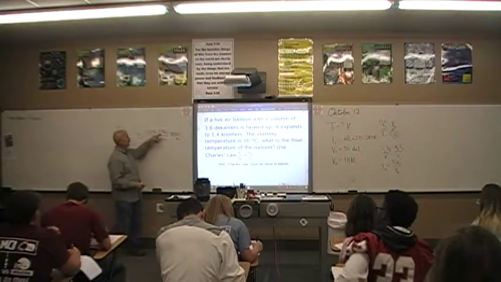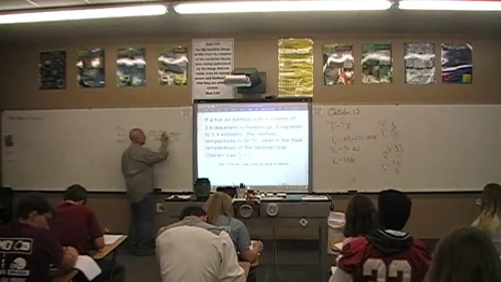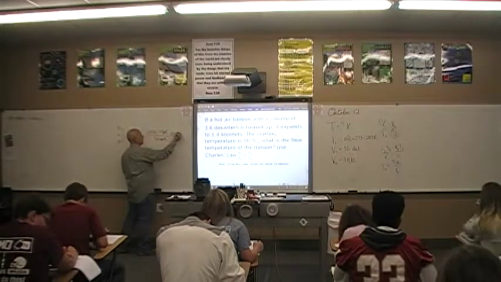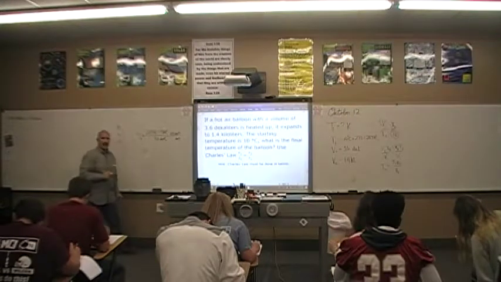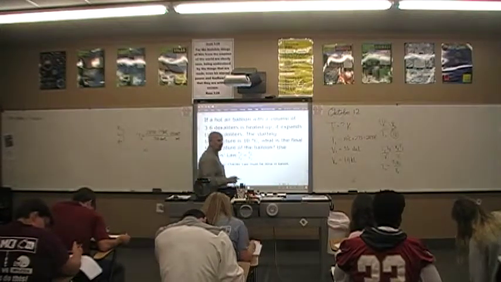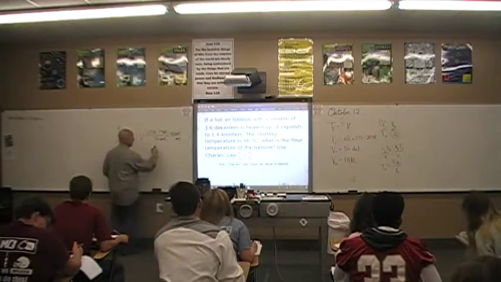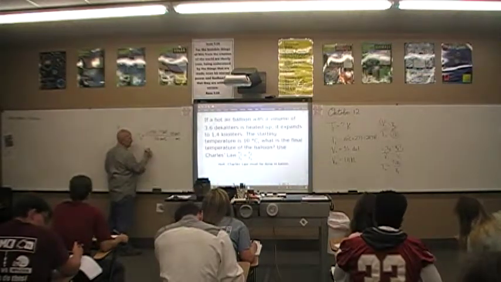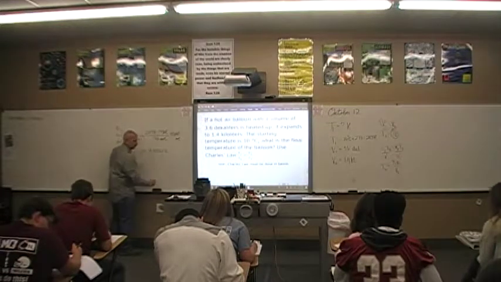283 times 1.4 times 100 divided by 3.6. Make sure all my units cancel out. And we get 11,006. Yeah, let's round it off to 2 decimal places here. Let's call it 11,000 Kelvin.